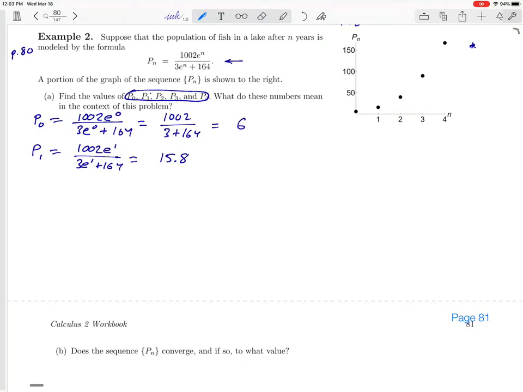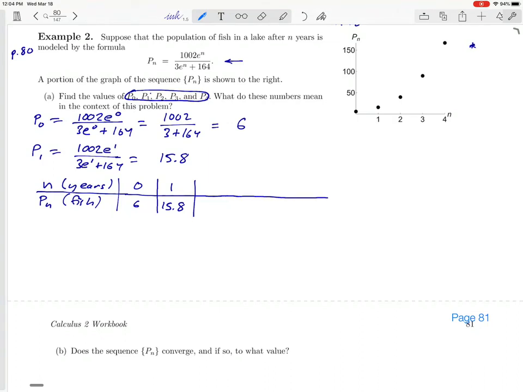What I'd like to do is make a table of the numbers that we're getting here. We're plugging in values of n, which represent years, and we are getting out populations, Pn, in units of fish, and we can start our table by putting in the numbers that we calculated above. So when n is 0, we got 6 fish. When n was 1, we got 15.8 fish roughly. And you could continue.